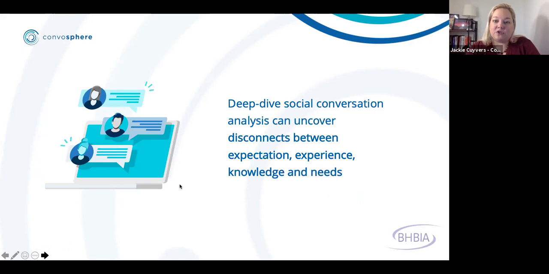A deep dive in social conversation analysis can uncover disconnects between the patient or caregiver's expectations, their experience, their knowledge or awareness of the therapy area or the treatment, and uncover needs that they may have that aren't currently being addressed by their healthcare practitioner or by the treatments they're receiving.